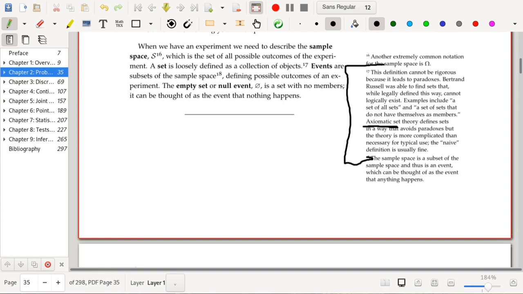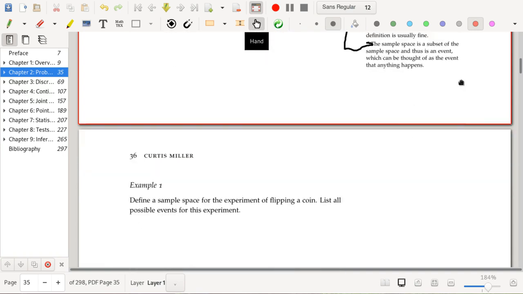Events are subsets of the sample space, defining possible outcomes of an experiment. We automatically get an event, or a subset, called the empty set, or the null event, which is denoted with this notation. This is a set with no members. It can be thought of as the event where nothing happens, and that is precisely how you should think about it. I might create a separate video describing what precisely the empty set is and try to dispel some inclinations of students to assign some deeper meaning to the empty set. It's like, no. The empty set is a set with nothing in it, and you really cannot call it anything else. It's more a necessity of the mathematics than it is anything that you can honestly interpret.